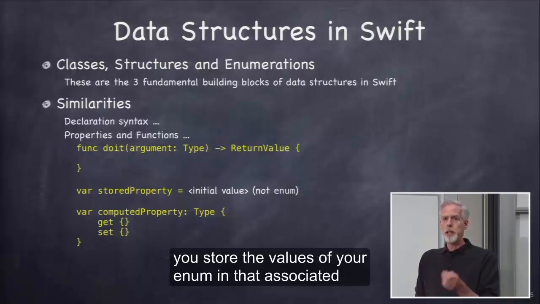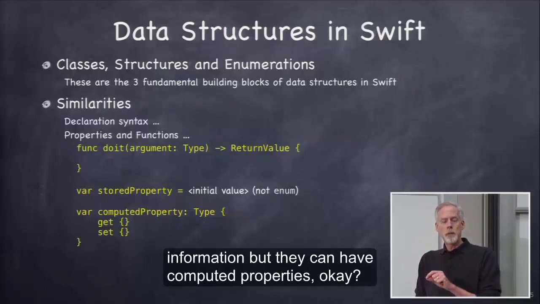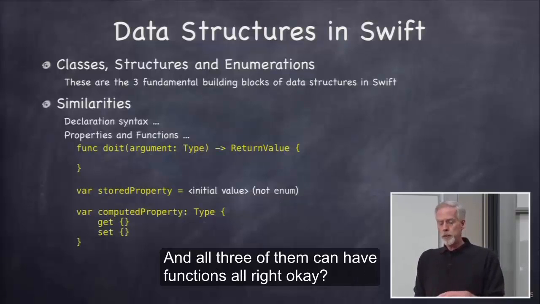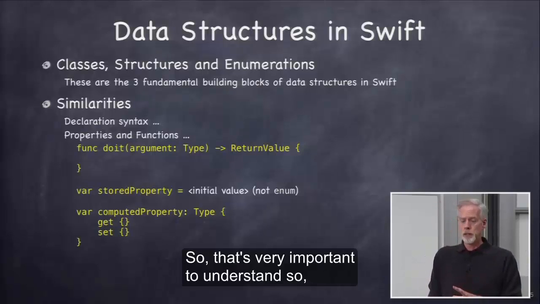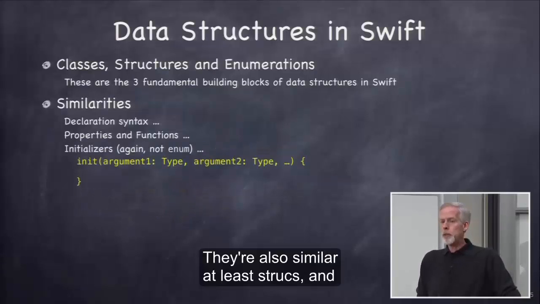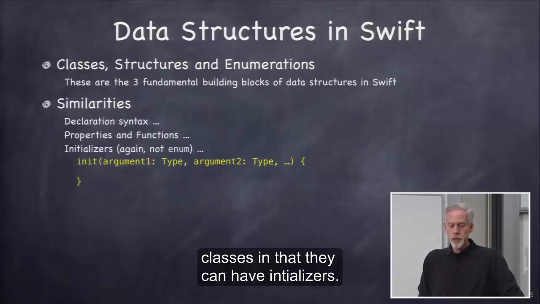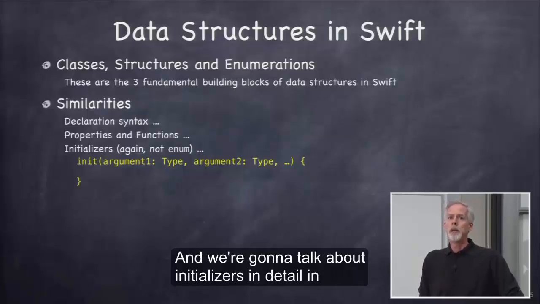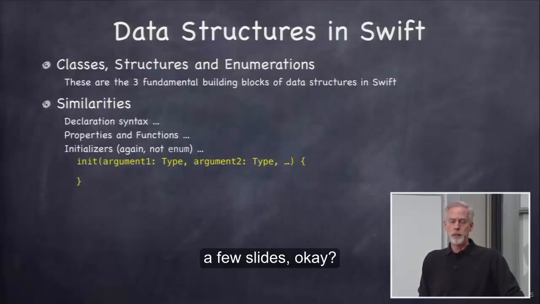You store the values in an enum in that associated information, but they can have computed properties. And all three of them can have functions. So it's important to understand, they're very, very similar in that way. They're also similar, at least structs and classes, in that they can have initializers. And we're going to talk about initializers in detail in a few slides.